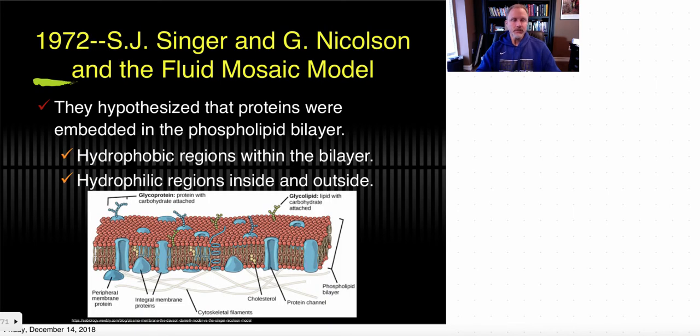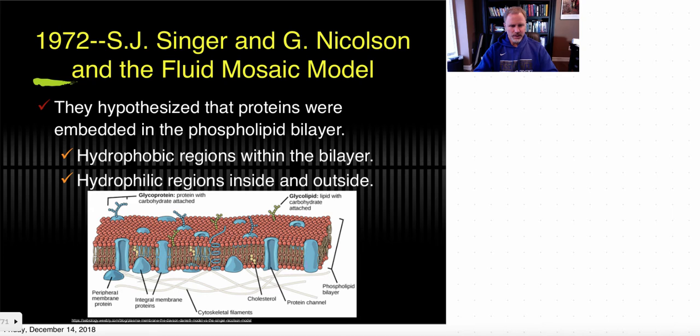Okay, so then in the 60s, Singer and Nicholson started to develop their fluid mosaic model, and they presented it in 1972. What they hypothesized is that you had a series of proteins embedded within this membrane, within this bilayer, instead of being on the outsides of it. The hydrophobic regions were embedded within the membrane, interacting with the other hydrophobic portions of the lipid bilayer. And the hydrophilic regions were found inside and outside of the cell.